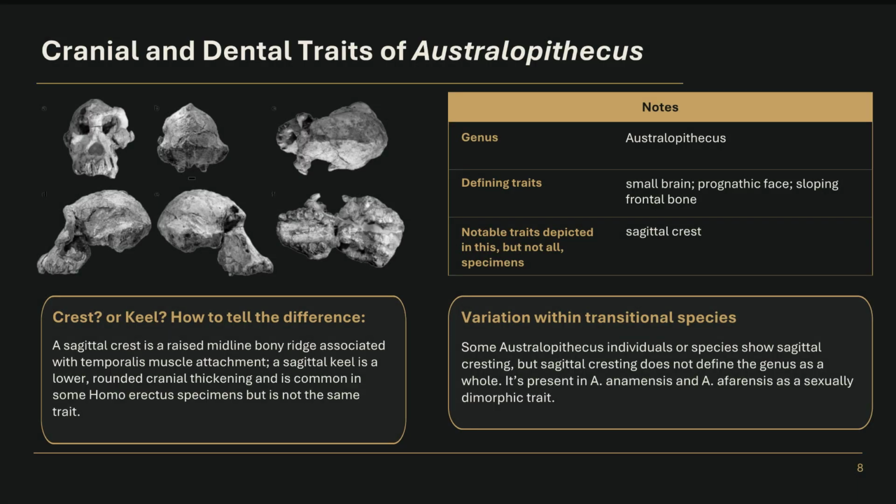Australopithecus, cranial and dental traits. Australopithecus includes small-brained, prognathic, bipedal hominins, with substantial variation among species. Common traits include a small cranial capacity, a sloping frontal bone, facial prognathism, and postcranial evidence for bipedality. These features establish broad, genus-level expectations, but species-level identification requires more precise comparison. Sagittal cresting may appear in some Australopith individuals or species, yet it does not define Australopithecus as a whole.